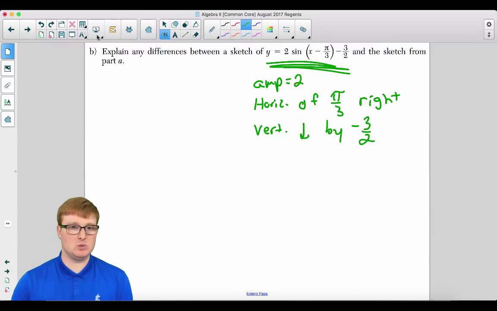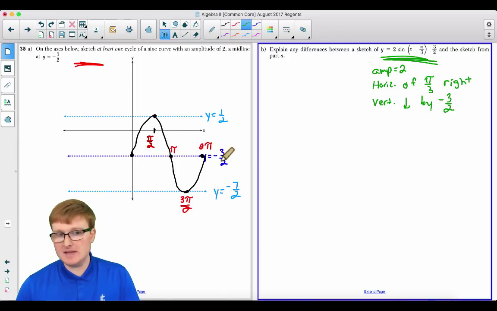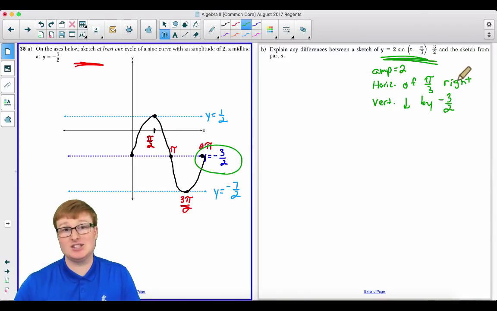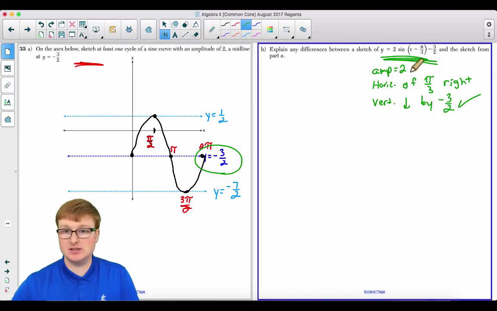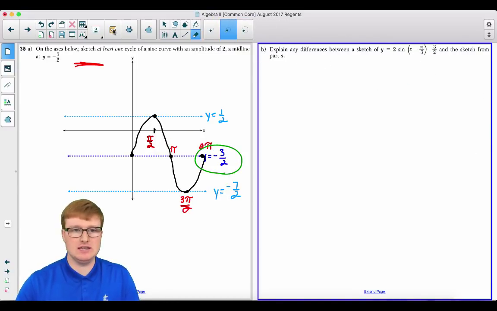Well, what's the difference between these two? Actually, let me display a dual page here. What's the difference between this equation and the graph shown? Well, it's certainly being shifted down by 3/2. That's no difference, right? So that's actually good. The amplitude is still 2. Yeah, that's good. But this isn't being horizontally shifted anywhere, right? So that's the difference between these two equations.